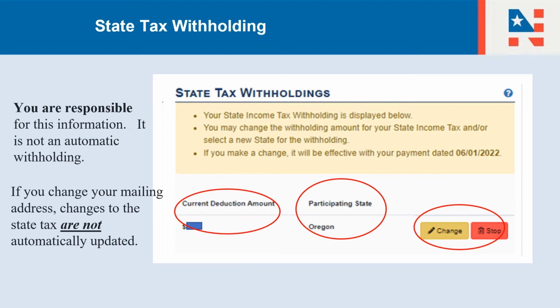There are 34 states and District of Columbia that participate. If you change your mailing address, changes to the state tax are not automatically updated. You are responsible for making any applicable updates. Again, it states the date of your change.